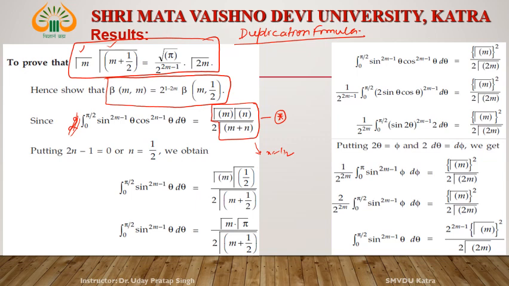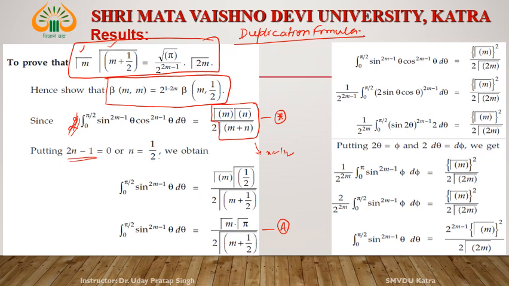So putting 2n minus 1 equal to 0, n equals 1 by 2. Putting n equal to 1 by 2 in the above equation star, we get the integral from 0 to pi by 2 of sine to the power 2m minus 1 theta d theta equal to gamma m, gamma 1 by 2, divided by 2 times gamma of m plus 1 by 2. So gamma 1 by 2 is equal to square root of pi. Say this equation is A. Again come to the star.